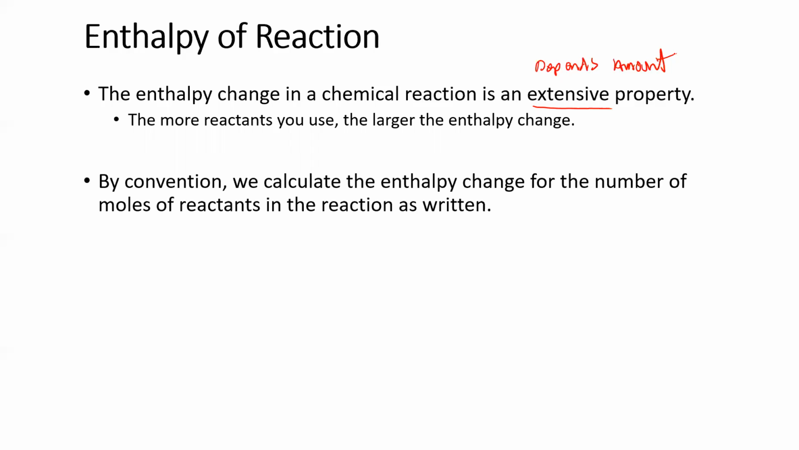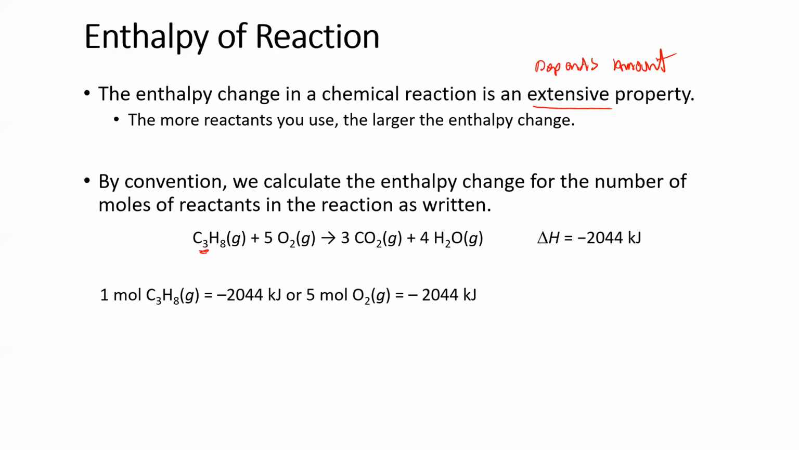So by convention, we can calculate the enthalpy change using mole ratios. So when I see this balanced reaction of the combustion of propane, I should know that that's propane because it's an alkane with 3 carbons. Well, I see that there's actually a mole ratio. Per 1 mole of propane that's burned, I release negative 2,044 kilojoules. Just like there's a mole ratio with the oxygen. Per 5 moles of oxygen reacting in this combustion reaction, it also yields the negative 2,044 kilojoules.